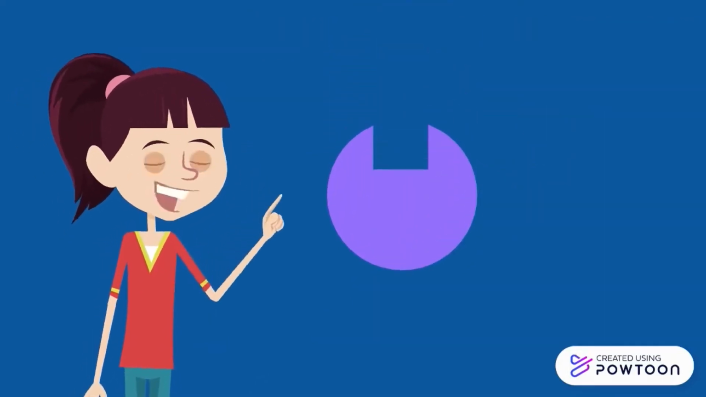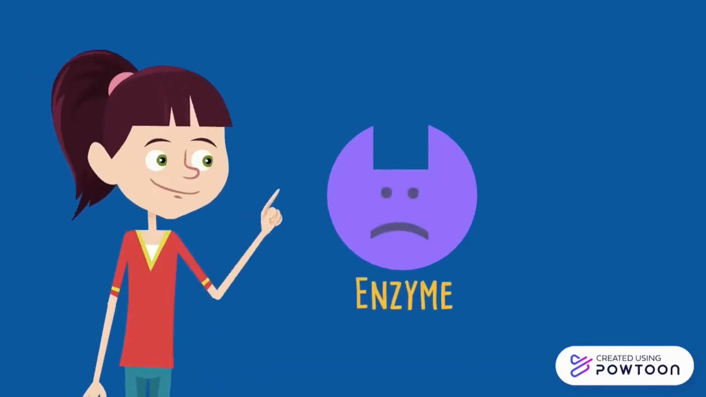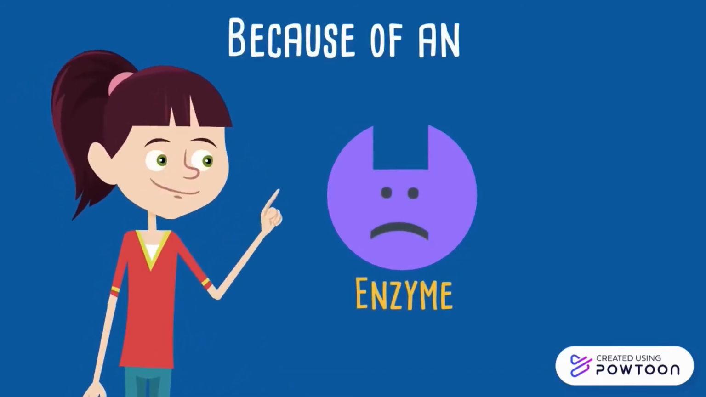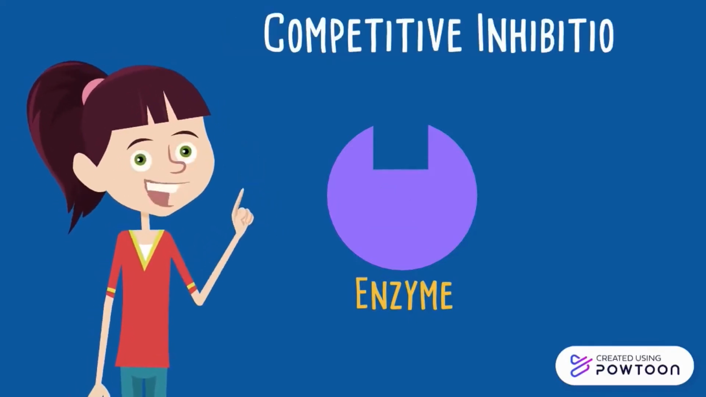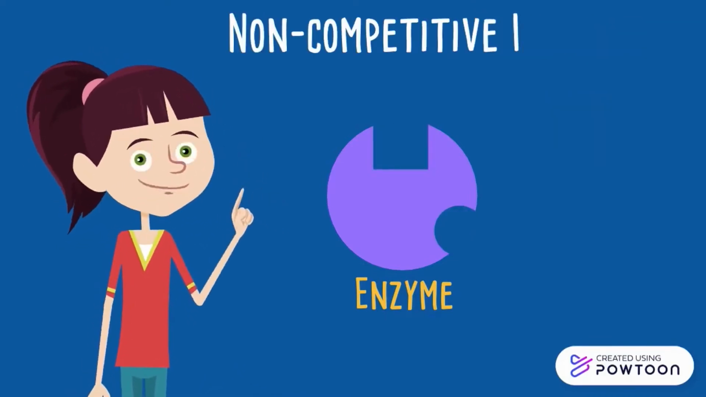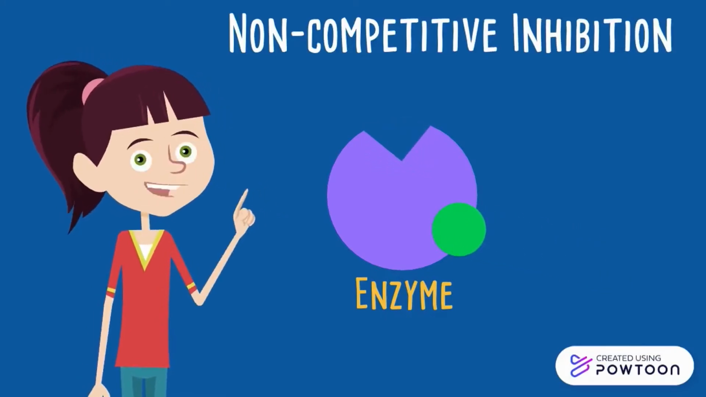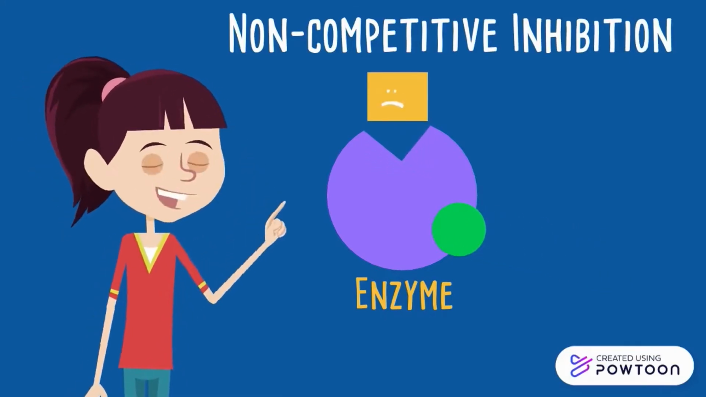However, in some cases, the enzyme cannot function properly to catalyze biological reactions. This is because of an inhibitor. In competitive inhibition, the competitive inhibitor interferes with the active site of the enzyme so the substrate cannot bind. In non-competitive inhibition, the allosteric inhibitor changes the shape of the enzyme so it cannot bind to the substrate.